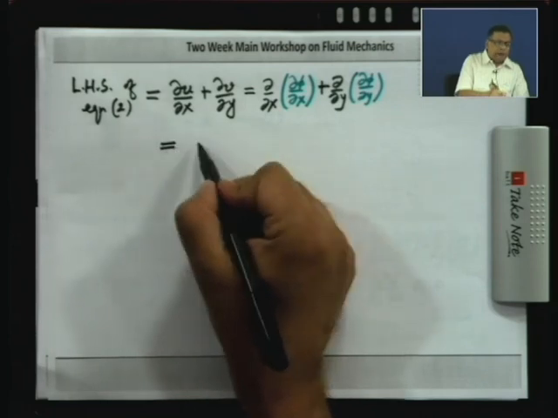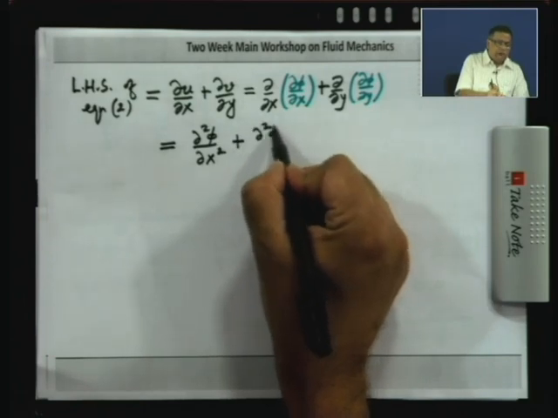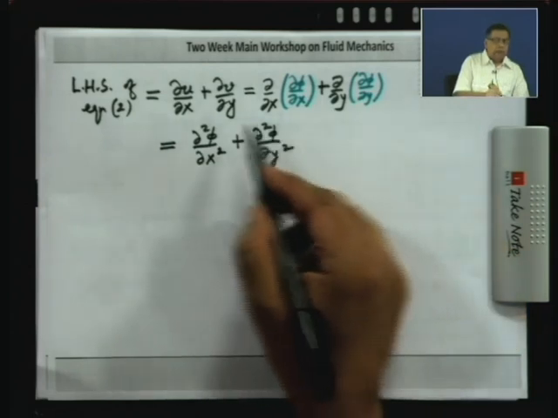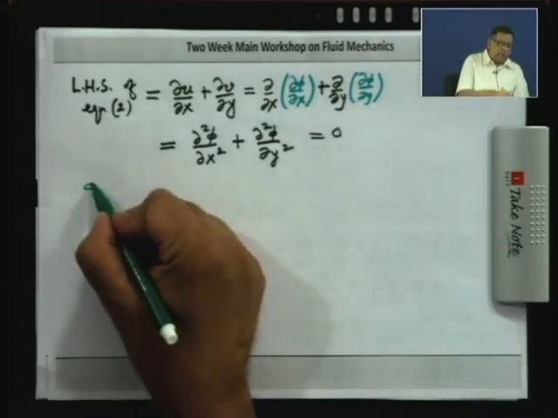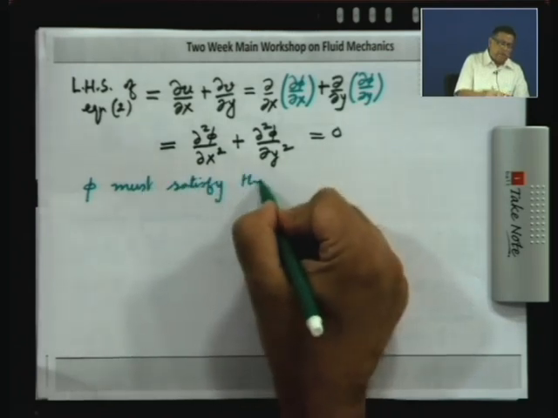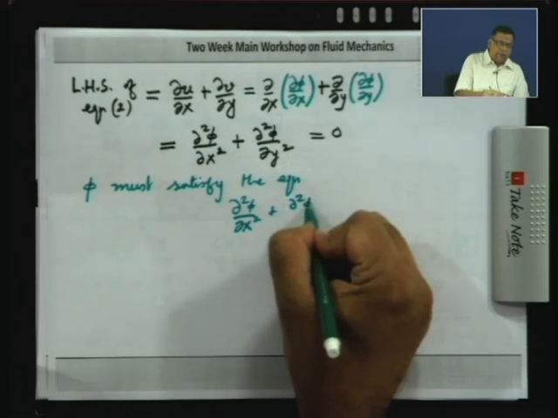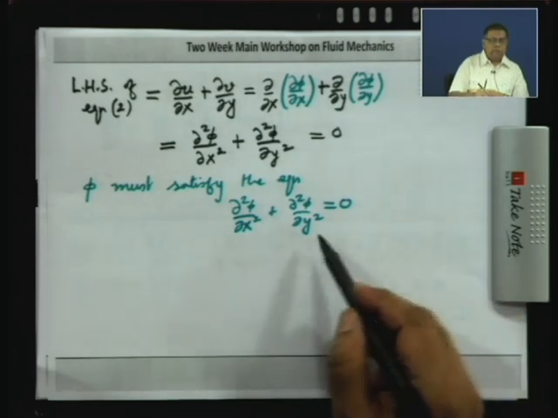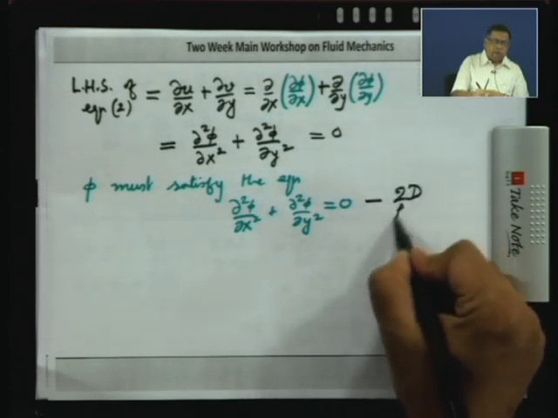So, this left hand side I can write as del 2 phi del x squared plus del 2 phi del y squared, and equation 2 is del u del x plus del v del y equal to 0. That means that phi must satisfy the equation del 2 phi del x squared plus del 2 phi del y squared is 0. And you may recall that this equation is associated with the name of Laplace. So, this is the 2D Laplace's equation.